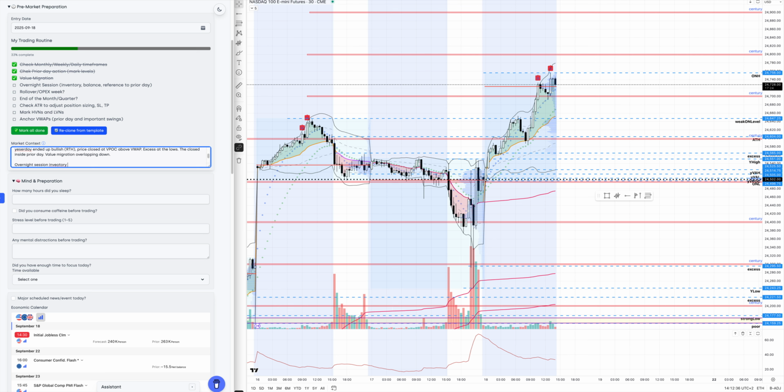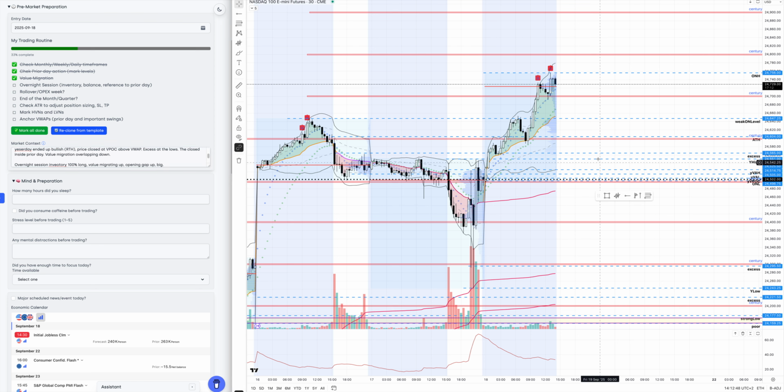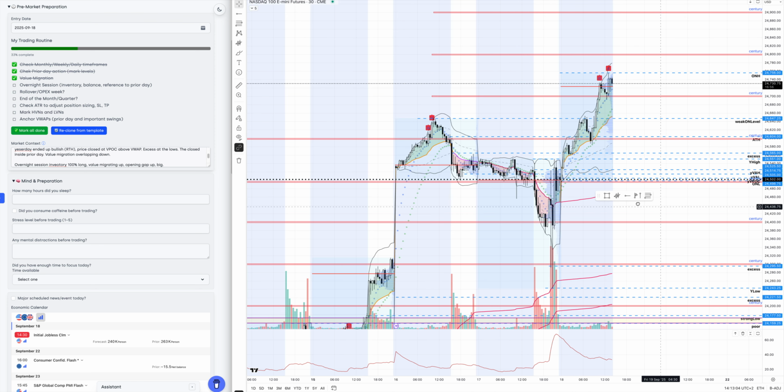Inventory and long. Value migrating up. Opening up, big. So the gap is measured from the prior day high or low. That is how I do it. That is how Jim Dalton is doing it. And the inventory is from the settlement, so 100% long, right?